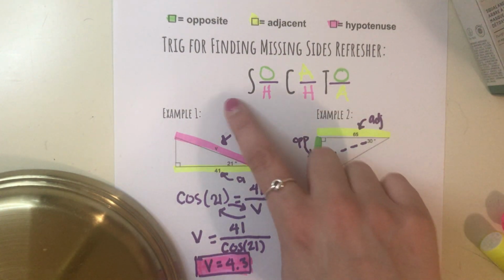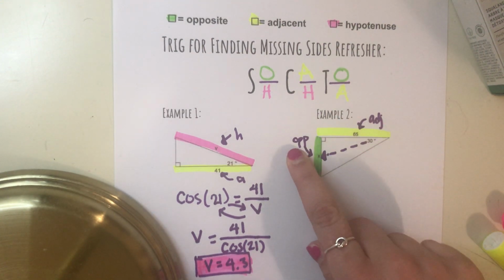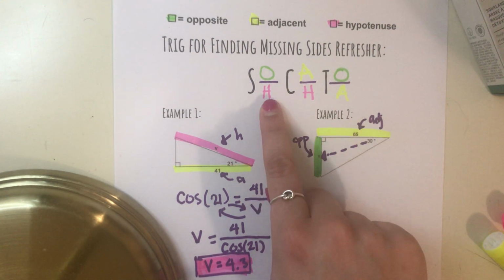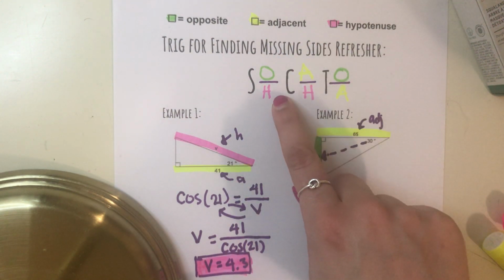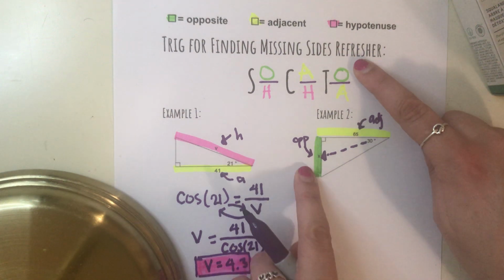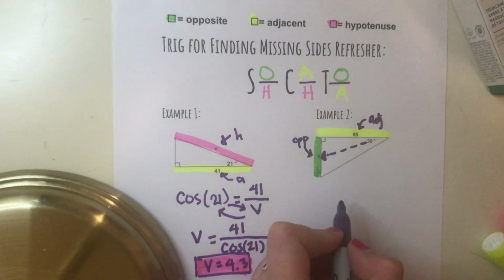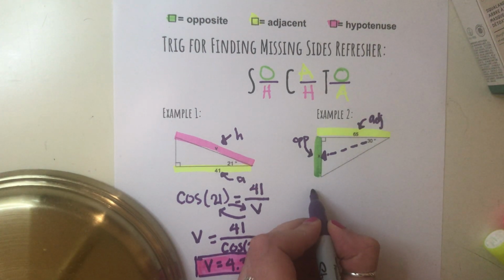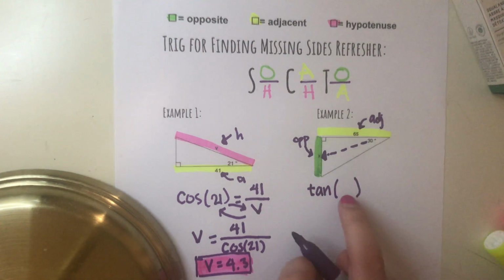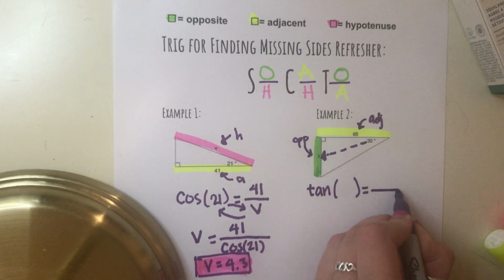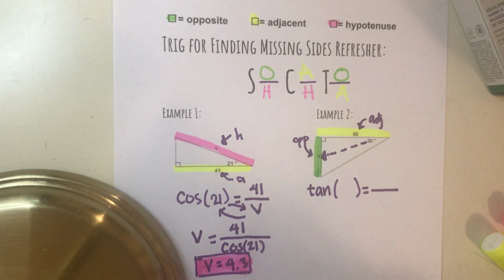Okay, so I look at my fractions to see which one uses the green color and the yellow color, opposite and adjacent. This one is opposite and hypotenuse, so I don't use sine. This is adjacent and hypotenuse, so I don't use cosine. This one is opposite and adjacent, so I'm going to use tan for this problem. Again, I'm going to write the bones of the problem first. So tan, open a parenthesis, this is where my degrees are going to go, and then a fraction line. I will now fill it out accordingly.